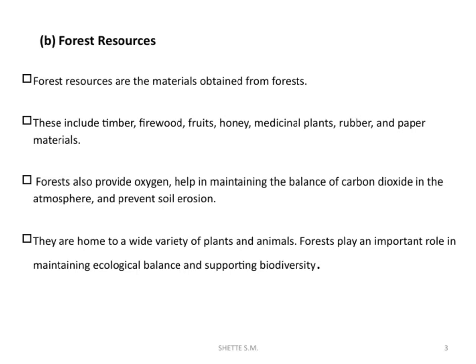Let's talk about forest resources. These are the materials we get directly from forests that are essential for our daily lives. For example, we use timber for construction, firewood for cooking and heating, and fruits and honey as nutritious food sources. Medicinal plants from forests help us develop medicines, while rubber and paper are also important products derived from these ecosystems.